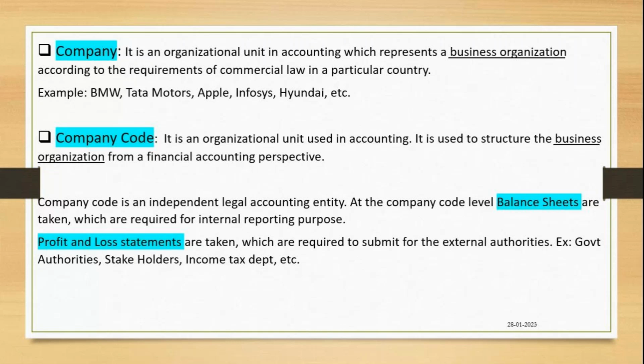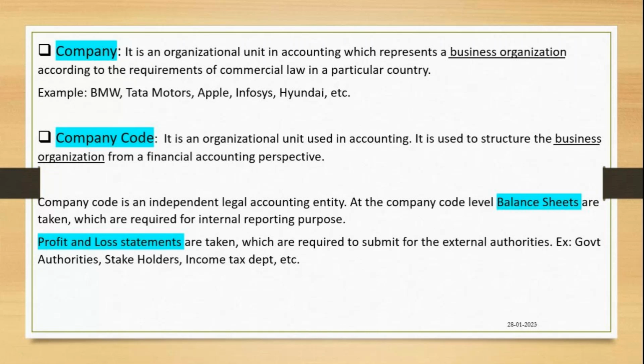They are into the losses and all, because profit and loss statements are required to be submitted to external authorities. Example, government authorities, stakeholders, the income tax department, legal documents. You can consider it as the company officially announcing its profit and loss statements. Balance sheets they need not show to the government authorities. That is for their internal reporting. But profit and loss statements are for the external authorities.